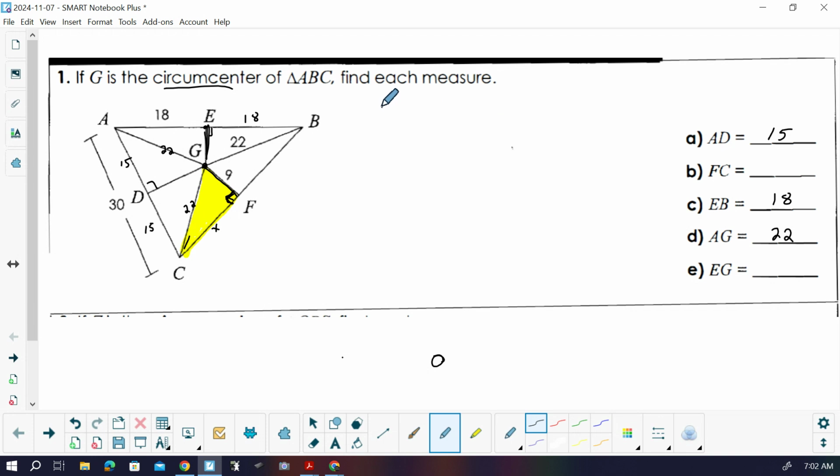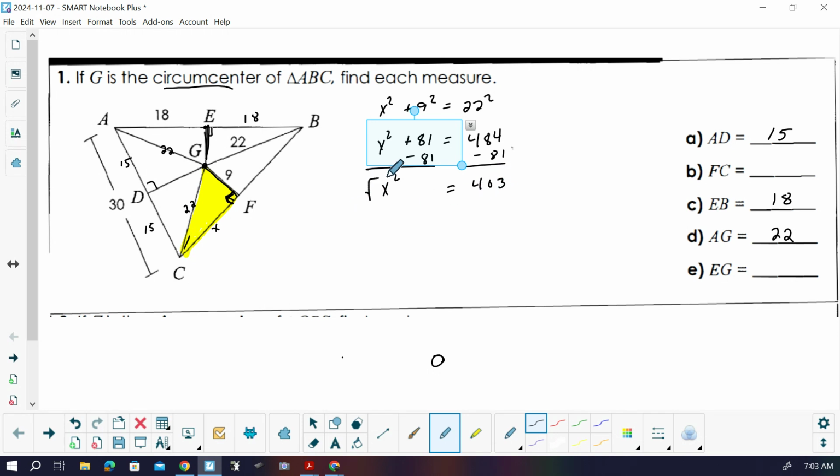So we can do the two legs, X and the 9, and they're going to equal the hypotenuse squared. So now we just have to work this out. X squared plus 9 squared, which is 81, equals 22 squared, which is 484. And then we're going to subtract 81 from both sides. X squared equals 484 minus 81, which is 403.